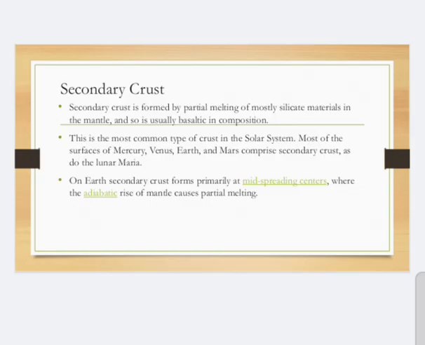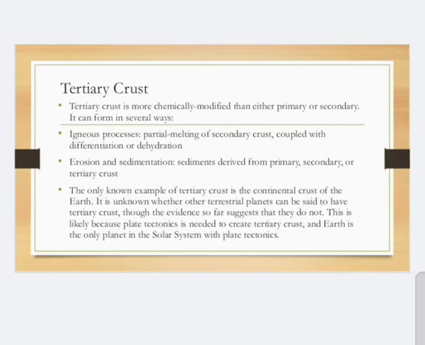The next type is the secondary crust. Secondary crust is formed by partial melting of mostly silicate material in the mantle, and so it is usually basaltic in composition. This is the most common type of crust in the solar system. Most of the surface of Mercury, Venus, Earth and Mars comprises secondary crust, as do the lunar maria. Earth's secondary crust forms primarily at mid-ocean spreading centers, where the adiabatic rise of mantle causes partial melting.